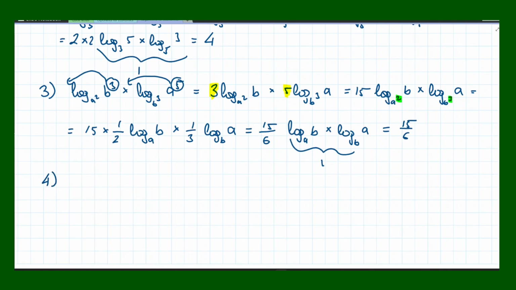Fourth practice question. ln 100 times log e squared. Okay, so first of all, what I've noticed is that 100 is 10 squared. So I'm going to replace that: ln 10 squared times log e squared. Now I have got exponents in both expressions, so I can bring those exponents down. I can bring down a 2 from the ln 10 squared, and the 2 from the log e squared. So what I've got here is 2 times 2 together makes 4 ln 10 times log e.